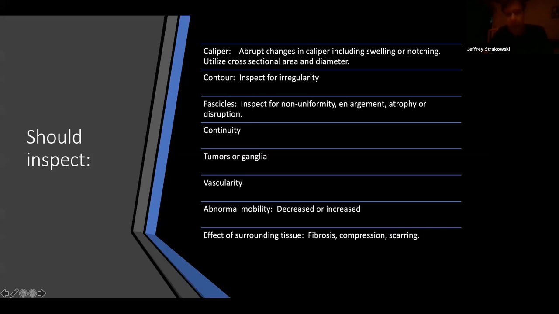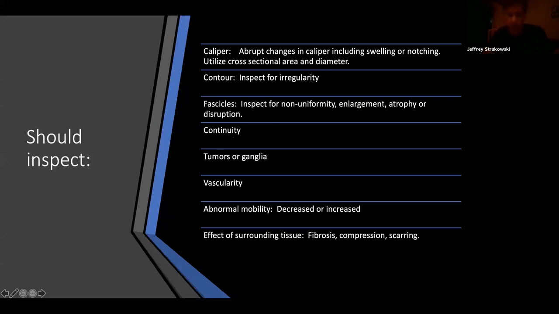Fascicles, to me, is a very important area. Because the reality is the more severe lesion is going to have disruption of the fascicles. And when you have disruption of the fascicular architecture, that equates with axonal injury. And so some of the severe lesions that we see may not be overly enlarged. We even see that in conditions like mononeuritis multiplex, where they have ischemic injuries to the nerves beyond the initial swelling from the ischemia. They may actually be smaller, but they're very severe axonal injuries. And so looking for non-uniformity, enlargement, or atrophy, and disruption of those fascicles is a very important part of looking at peripheral nerves. Looking for continuity, of course.